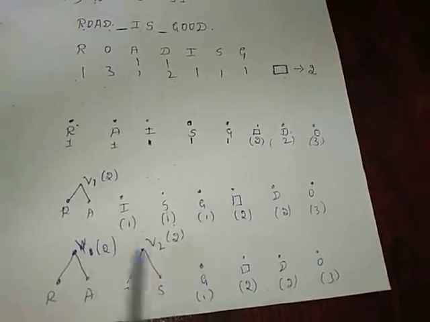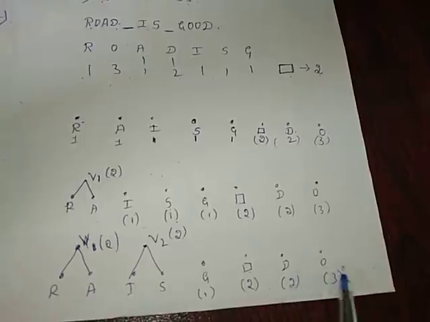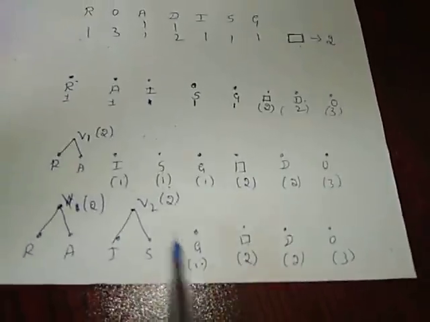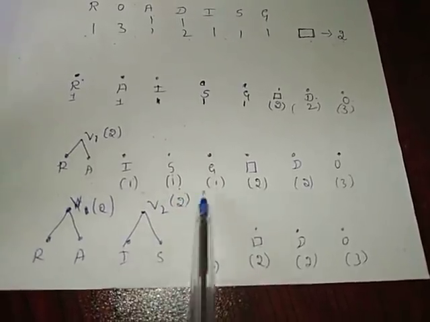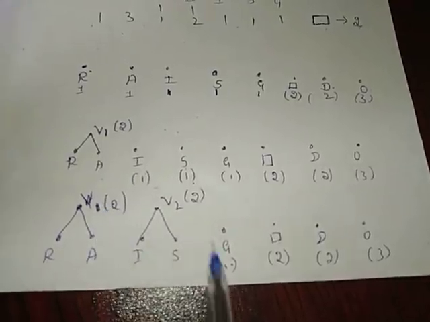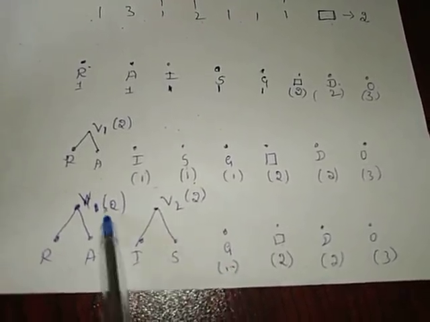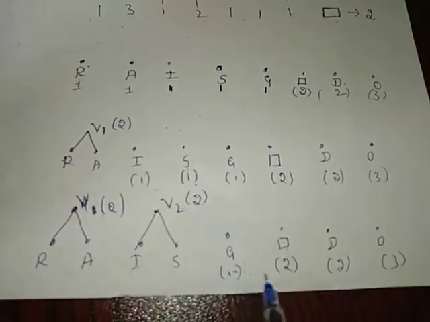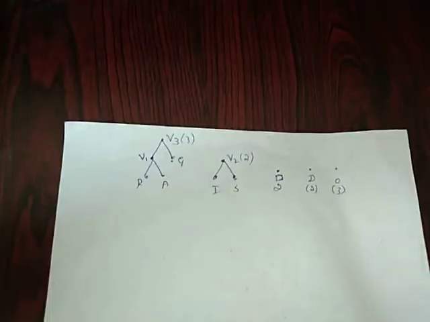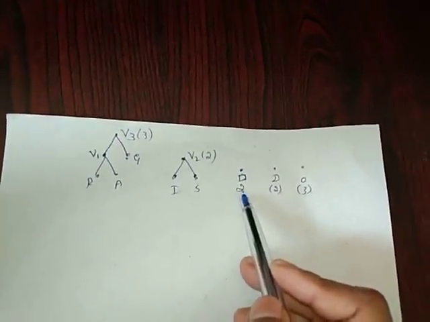Now among these V1, V2, G, blank space, D, O, two minimum weights are V1 and G. V2 also has weight 2, but first we have to consider the vertex V1. So V1 and G having the two minimum weights 2 and 1, add them and assign that as the weight for the new vertex V3. So now the graph becomes like this.